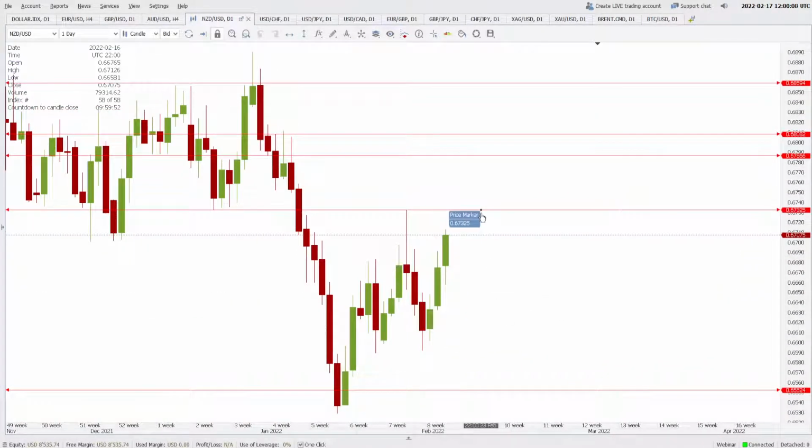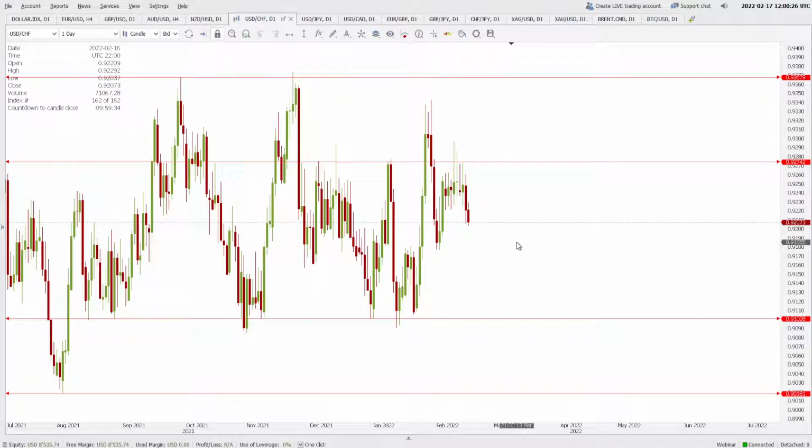So yes, this is a major resistance. After this is broken, 0.6786 will be the next resistance. On the downside, if the price starts coming down from 0.6732, then 0.6552 will be the next area of support to the downside.